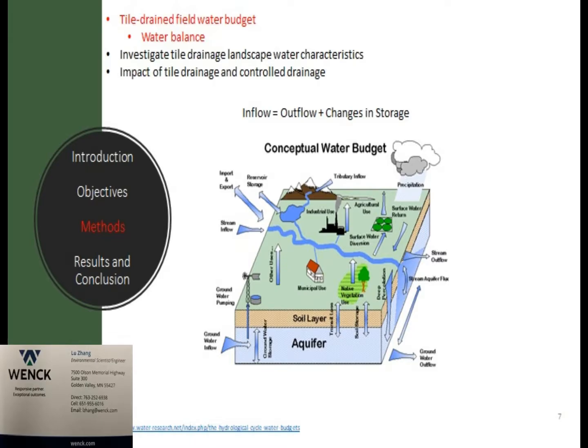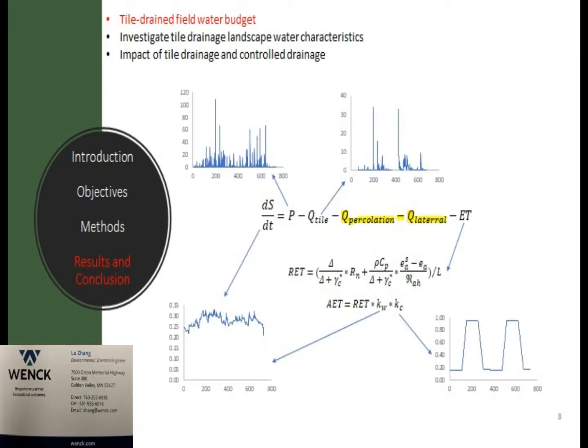So for the first part of it, this is the conceptual water budget, including a lot more processes that we will be using in this study. But the general idea is inflow equals outflow plus the change in the landscape storage. So this is the equation used in the study.